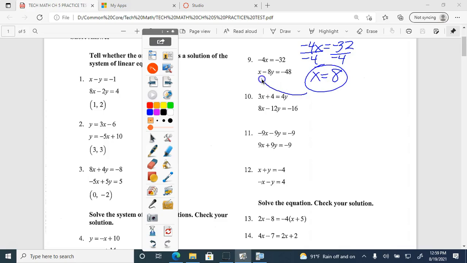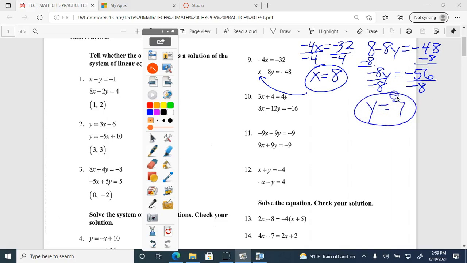Take that, plug it in for your other equation. 8 minus 8y equals negative 48. Subtract 8, subtract 8. Negative 8y equals negative 56. Divide by negative 8. Y is 7. X equals 8, y equals 7. Let's check my answer. That is, according to the answer key, correct. Everybody good on number 9?